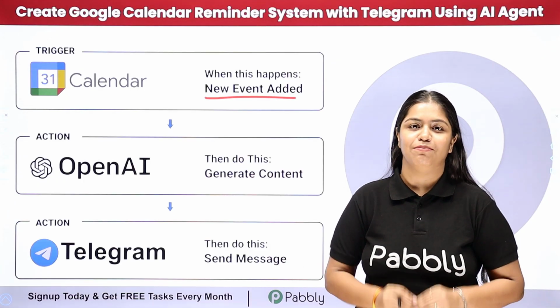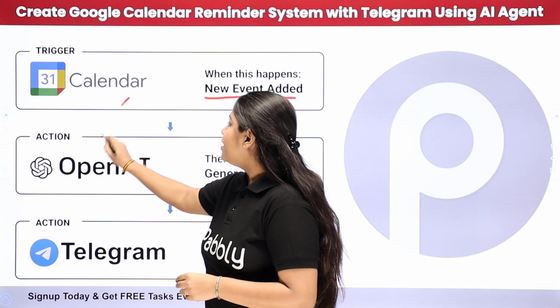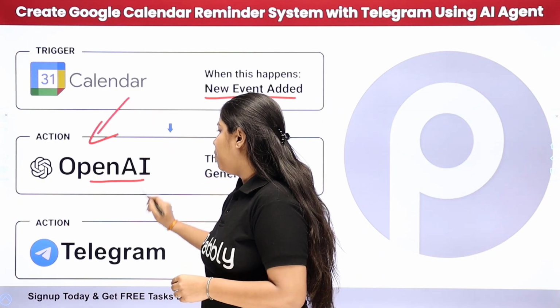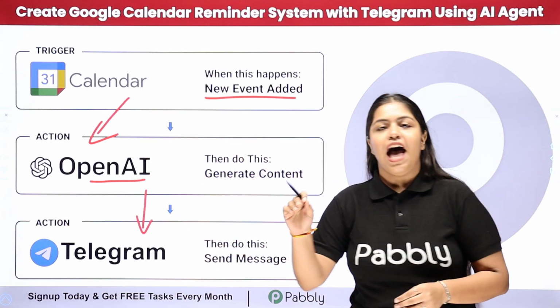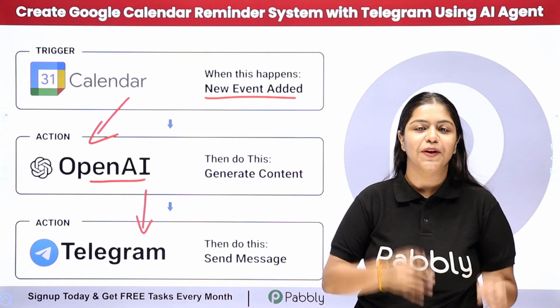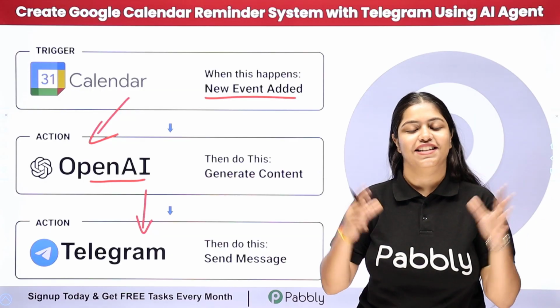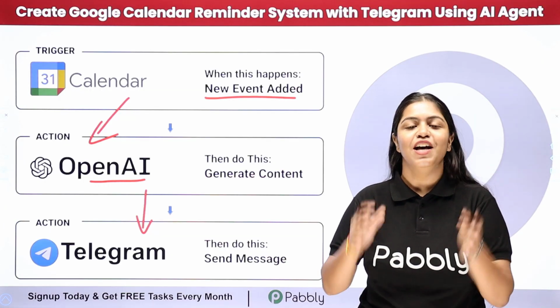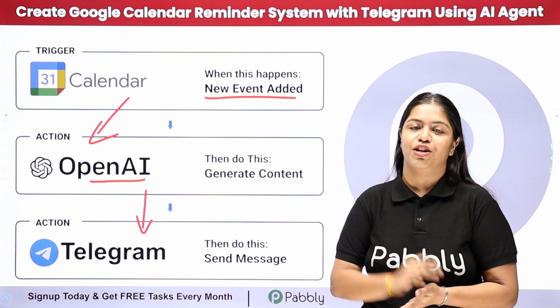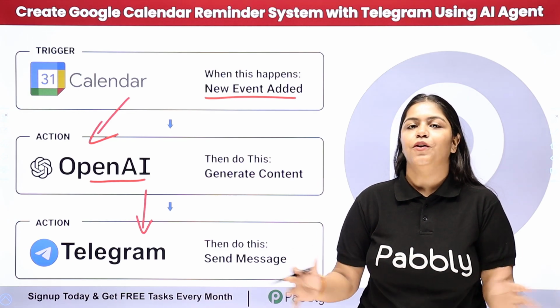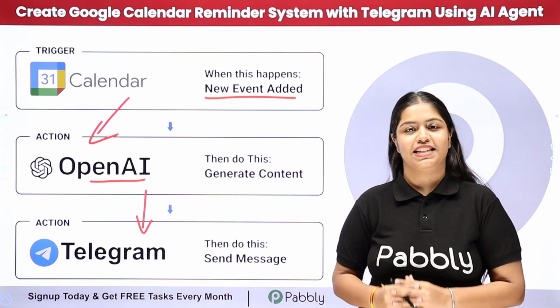To do this, we are going to create a connection between Google Calendar, my AI agent, which is OpenAI, and Telegram. And to create this connection without knowing any programming or coding language, we are going to use Pabbly Connect. It is an amazing automation software. So if you also want to create this automation for your own business, then come with me towards my screen.